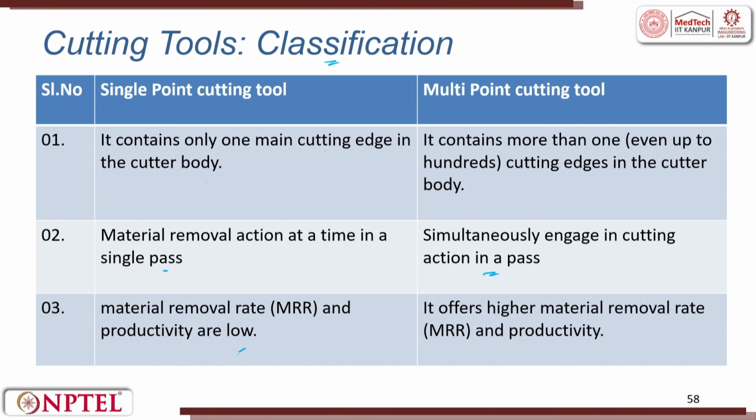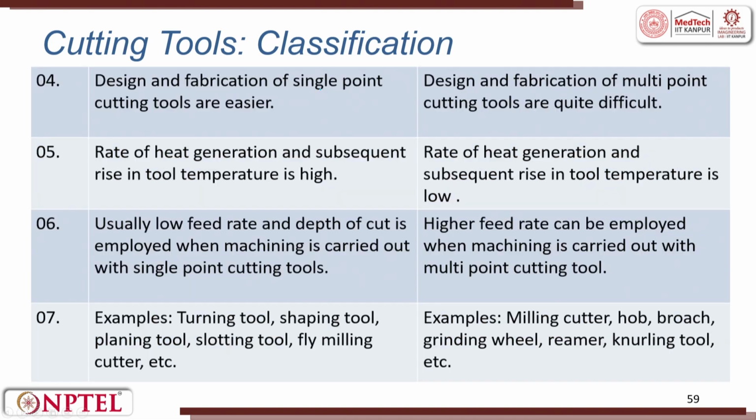Material removal rate and the production rate are low in a single point tool; here it is high, because at any given point of time, two or more cutting edges will come in contact. Design and fabrication of a single point cutting tool is easy, here it is slightly difficult. The rate of heat generated and the subsequent rise in tool temperature is very high in a single point tool. Since the heat is getting distributed here, the heat generated is low. So, the tool wear is always low.